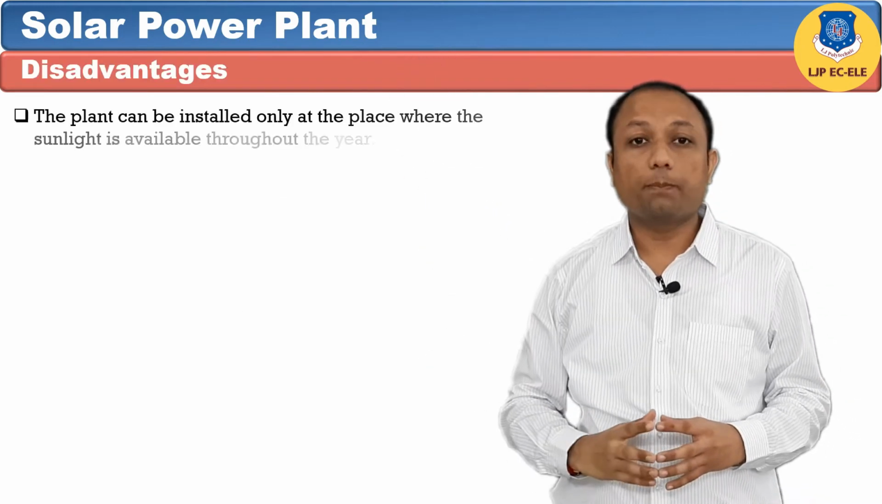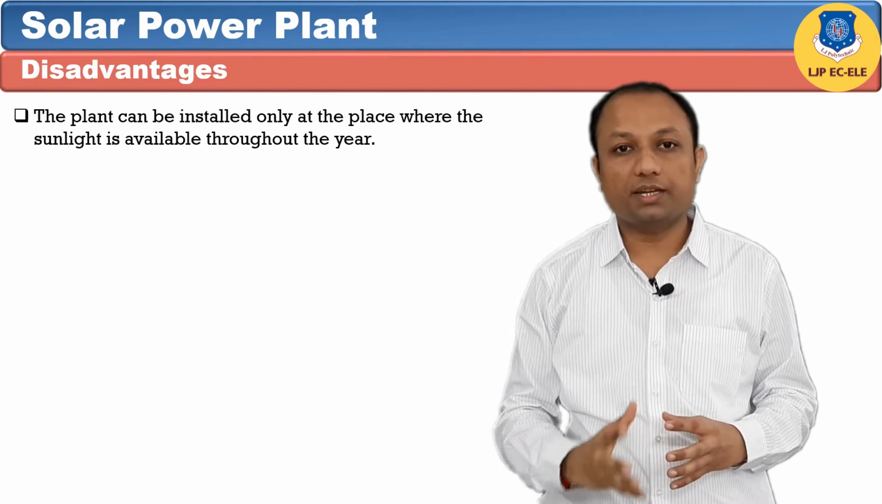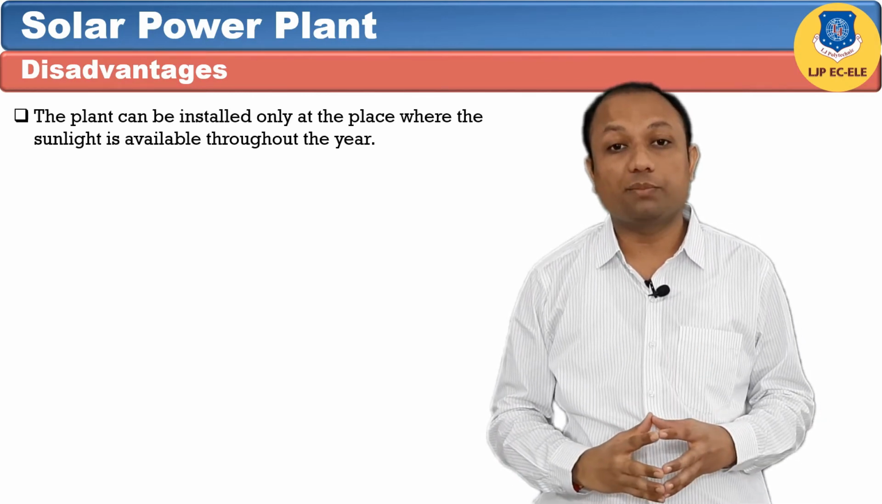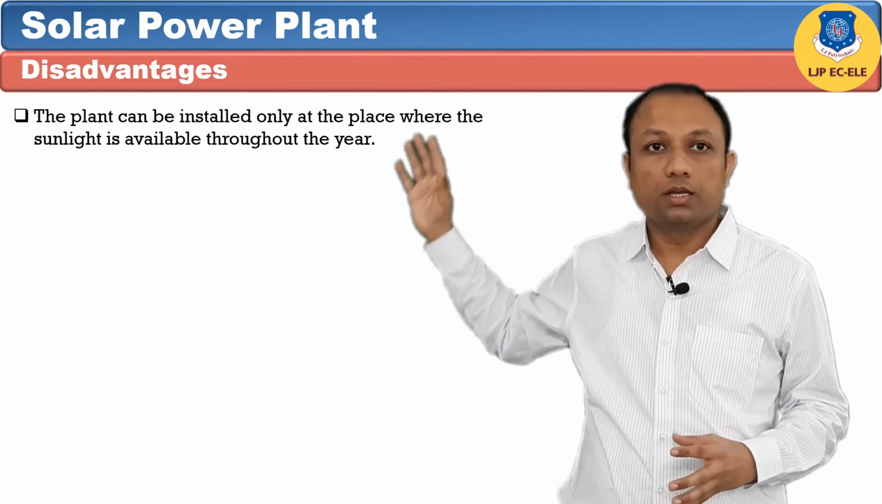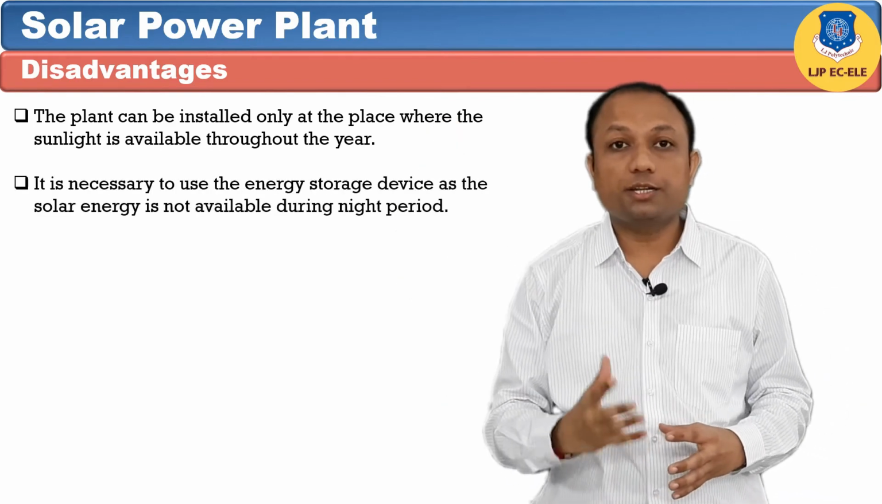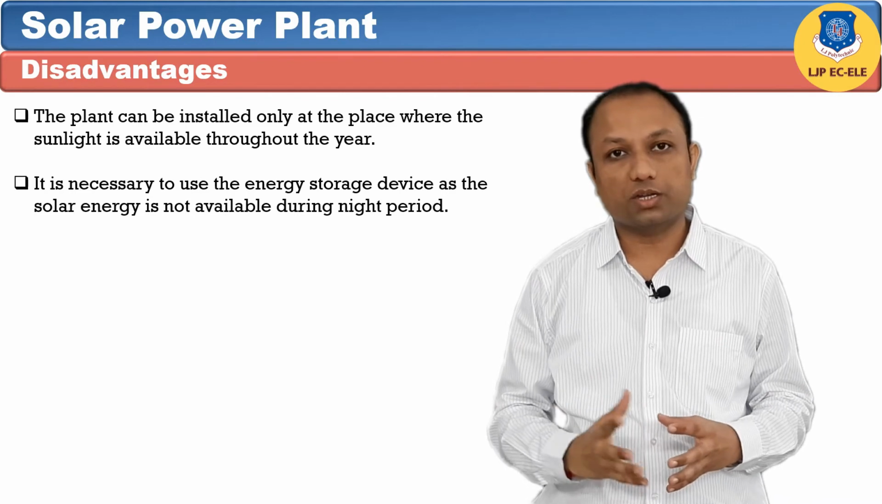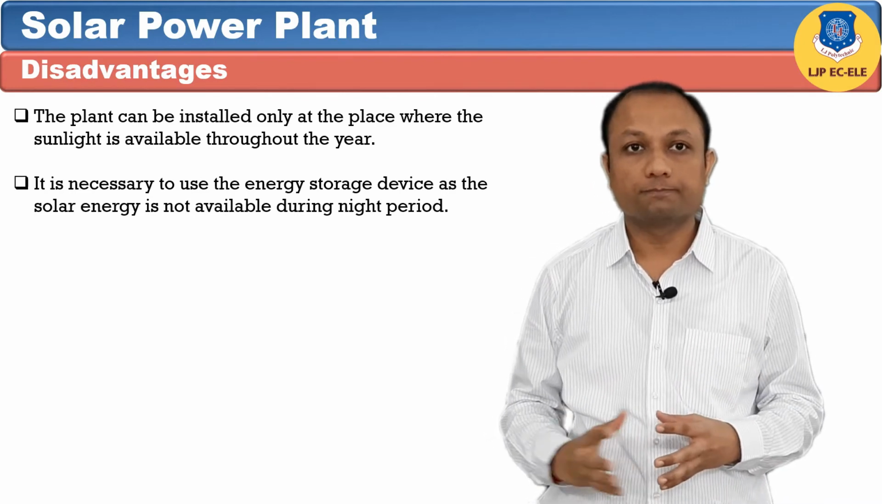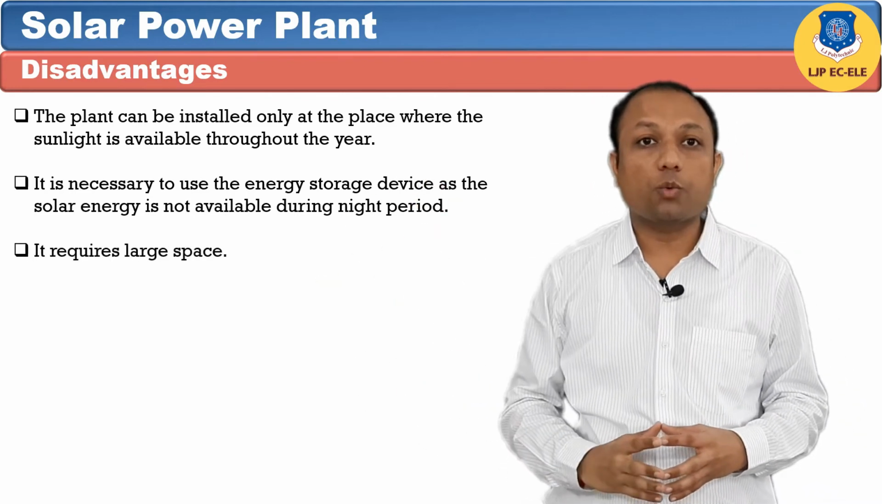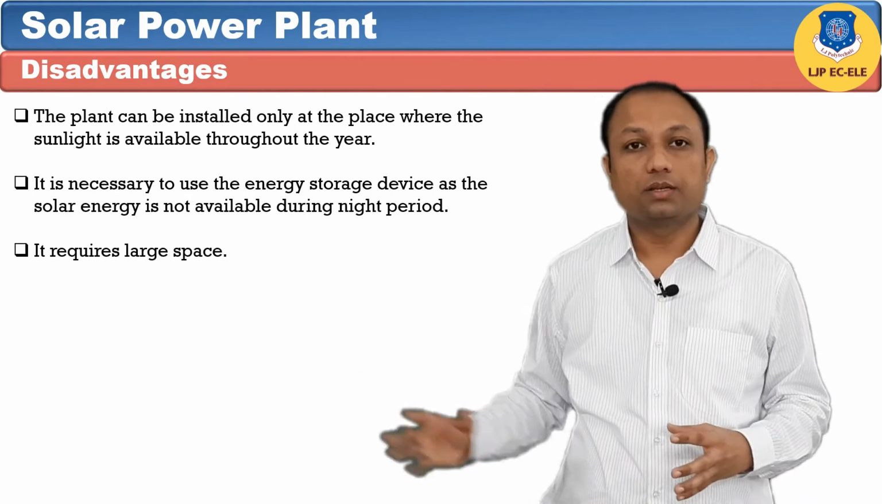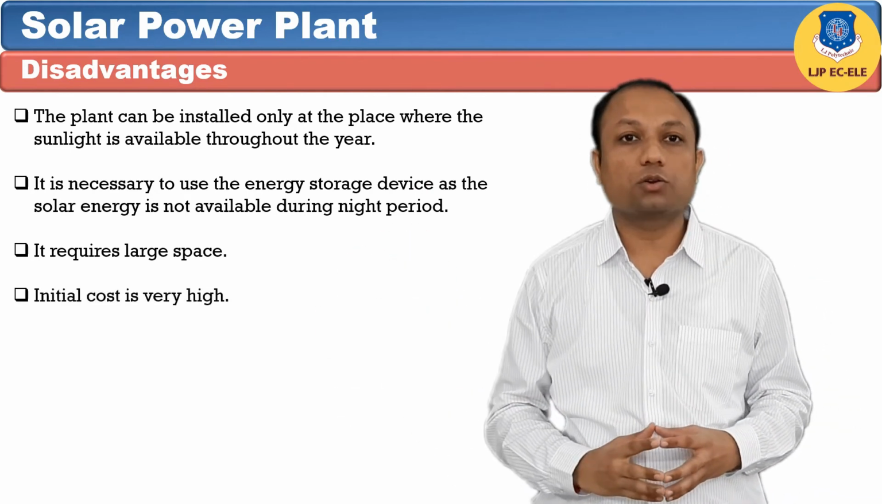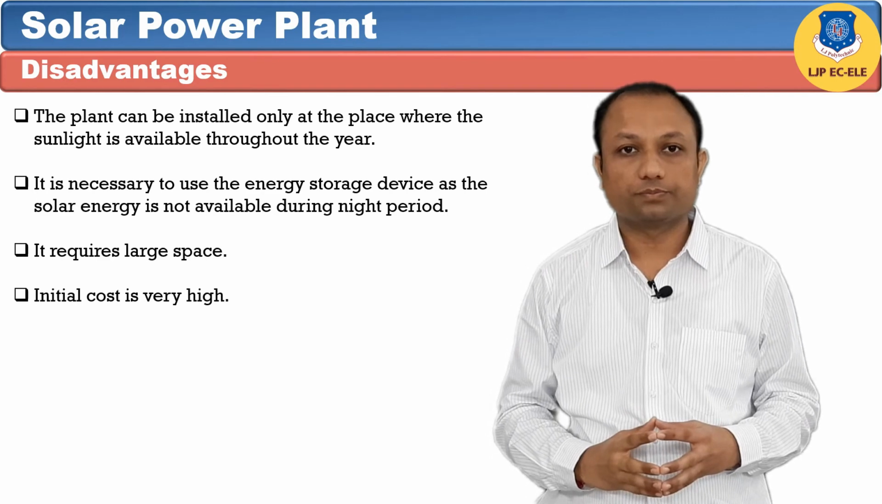Let's discuss the disadvantages of solar power plant. So first one, the plant can be installed only at the place where the sunlight is available throughout the year. Second, it is necessary to use the energy storage device as the solar energy is not available during the night period. Third one, it requires large space. And fourth one, initial cost is very high.